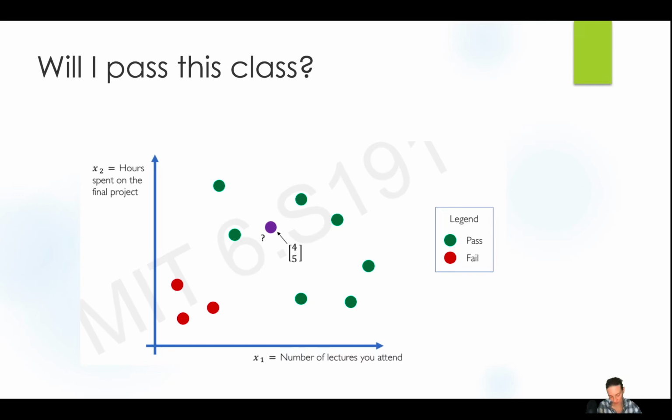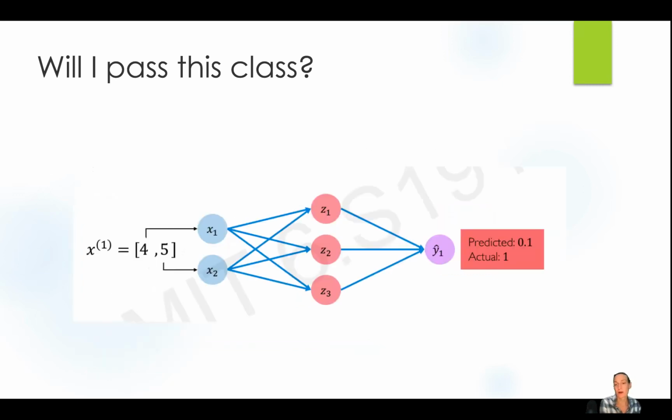And now we have a new student that is a purple one here, and we're wondering, do they pass or not? Now that means if we feed our example data into the network, so we have a value for x1 and x2, we will get a prediction y hat, and we can compare this predicted value with the actual value. In this case, it doesn't seem very good because our predicted value is 0.1, whereas we want to predict 1, that it will pass.